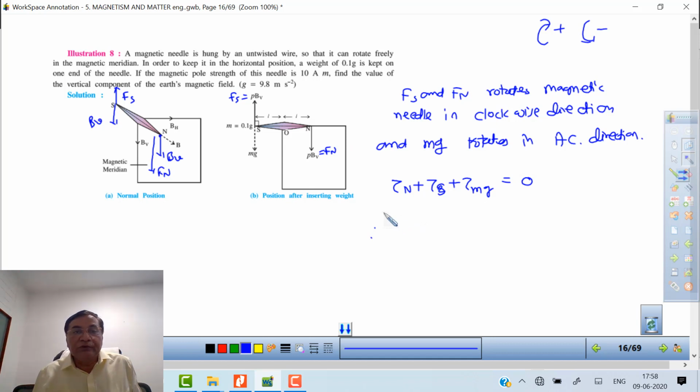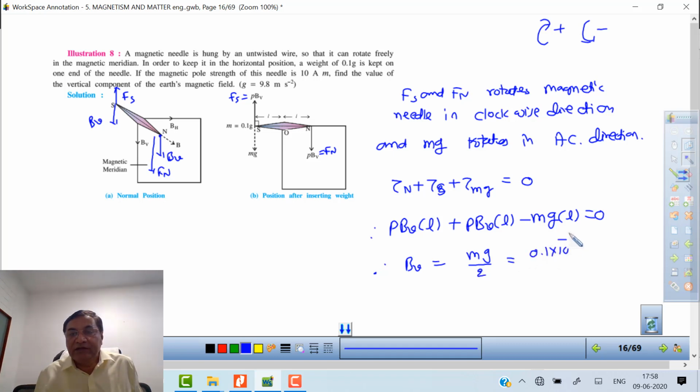So torque from the north pole is, we know, force into distance. So pBV into distance L. Again, pBV with distance L, and this is minus mgl equal to 0. So we can calculate the vertical component. BV we can calculate, this is 2 times. L will cancel out. So BV is mg by 2m, m is equal to 0.1 into 10 raised to minus 3, g is 9.8, divided by 2. So this comes out to be 4.9 into 10 raised to minus 4 Tesla. This is the vertical component of the magnetic field.